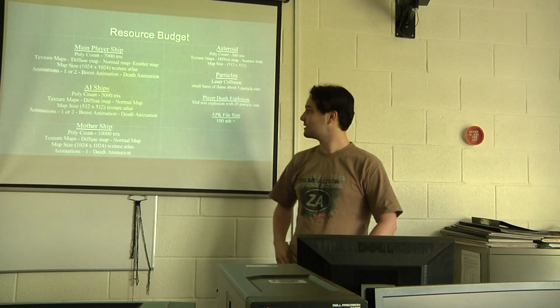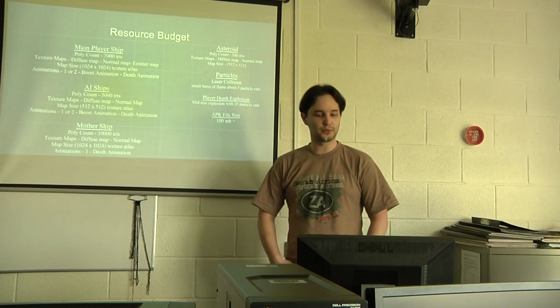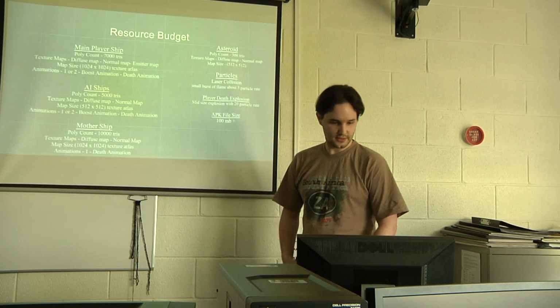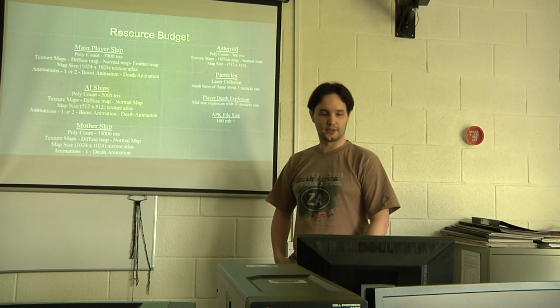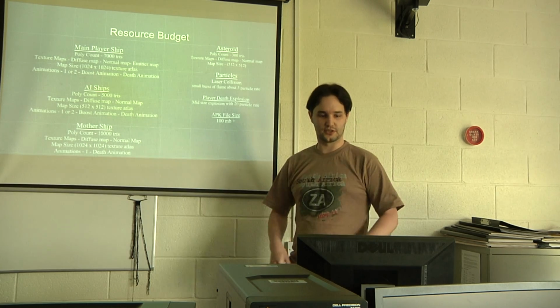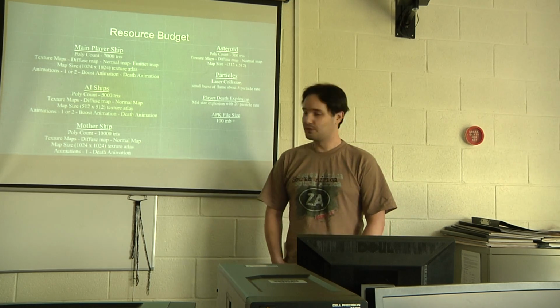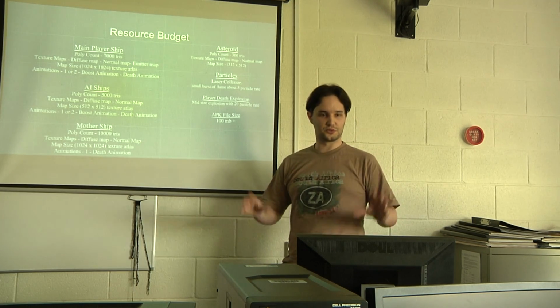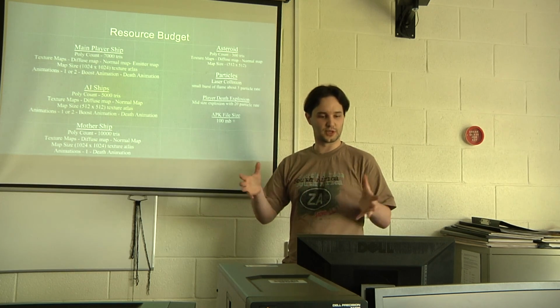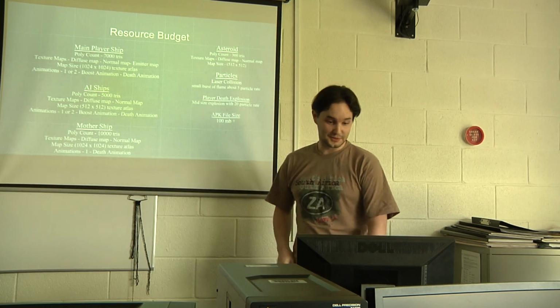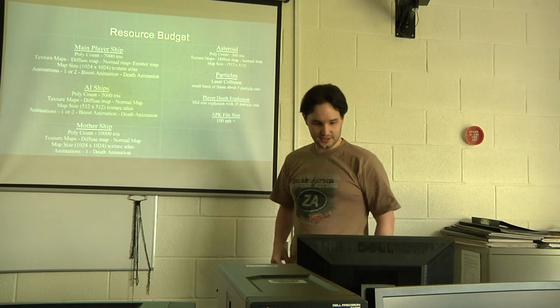My resource budget is 7,000 polys for the main ship. I don't think it needs any more than that, with a diffuse map and normal maps to give it extra detail, at 1024 by 1024. There would be 2 animations: the boost would change the shape of the ship to optimize its performance, I don't know, and explosion deaths.